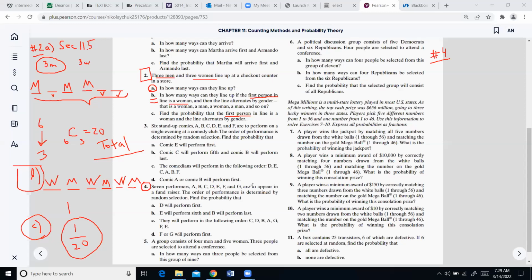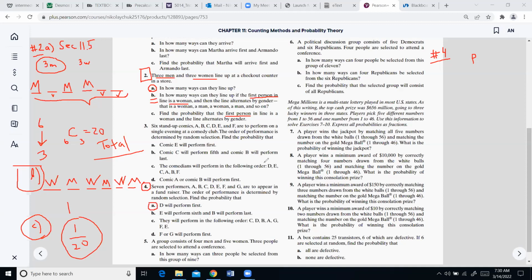So now it will make a difference if you start to switch them around. So now it looks like we're going to deal with permutations. So let's see what happens now. The order of performance is determined by random selection. So now we need to find probabilities.